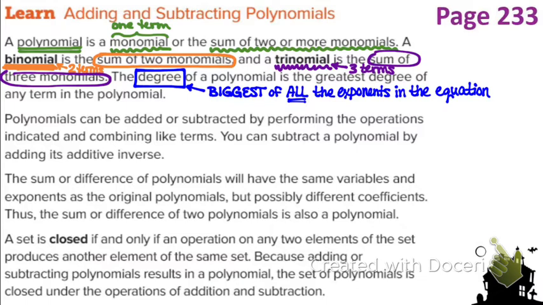The degree of a polynomial is the greatest degree of any term in the polynomial. If we have this in just one variable, it's going to be the biggest of all the exponents. Let me add that little disclaimer. In one variable. If we have more than one variable going on, we'll look at that in our first example, and I'll show you how to find the degree if it is in more than one variable.